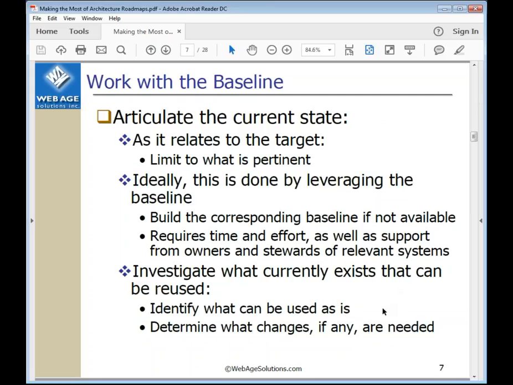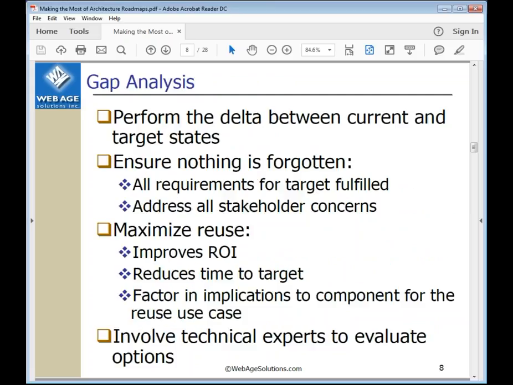So we started with the end, having that vision, determining the target state. We then go to our current state, hopefully being able to leverage a baseline. If not, we're filling the gaps. And then we can actually do the analysis of that information, to do the gap analysis to figure out what actually has to happen. So what are we going to reuse? What are the new components we need? What are we going to drop? So this is really the delta between the target and the current states. And what we want to make sure doing this gap analysis is that we haven't missed anything.